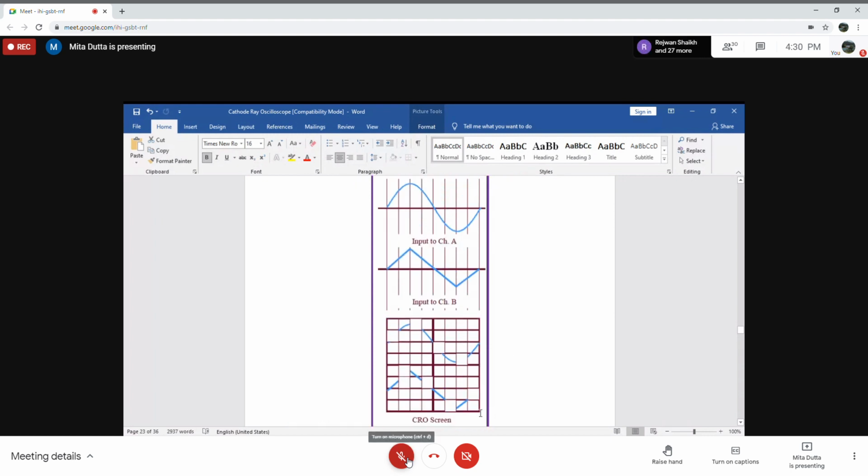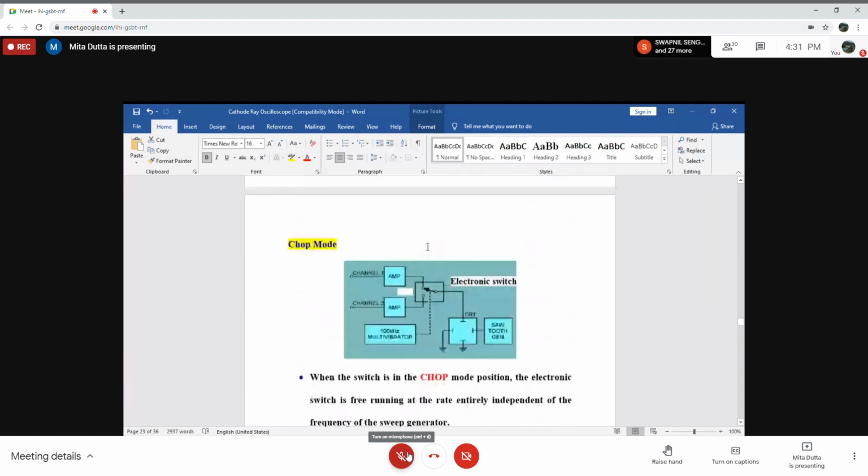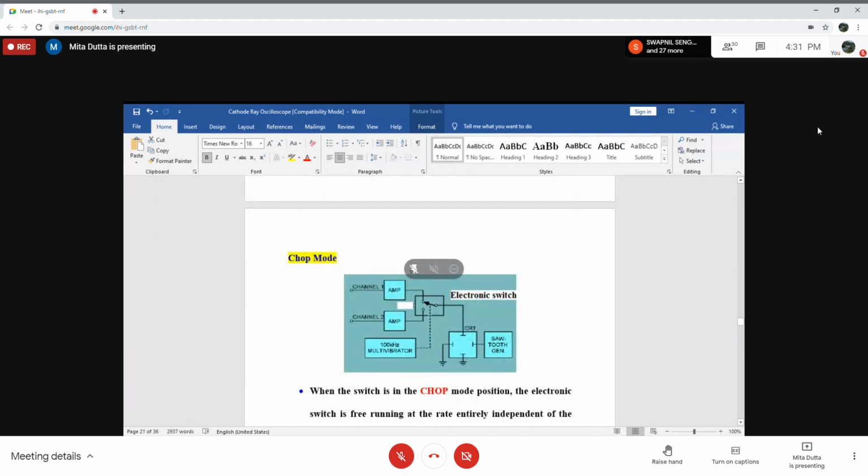Yes, ma'am. Here the frequency of the electronic switch is much higher than the frequency of the signals applied to channel 1 and channel 2. That is why we call this a chop mode. It will take a small segment from 1 and 2 and display that during a single sweep.